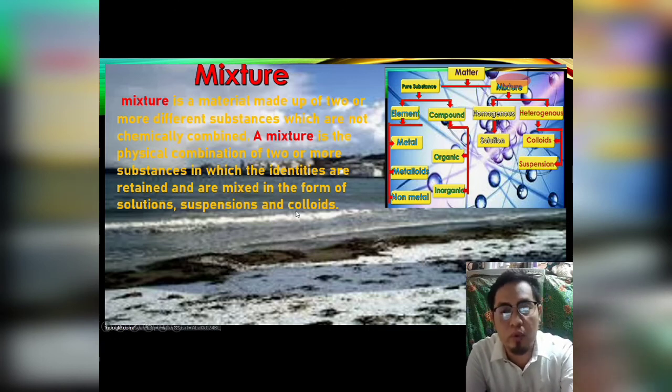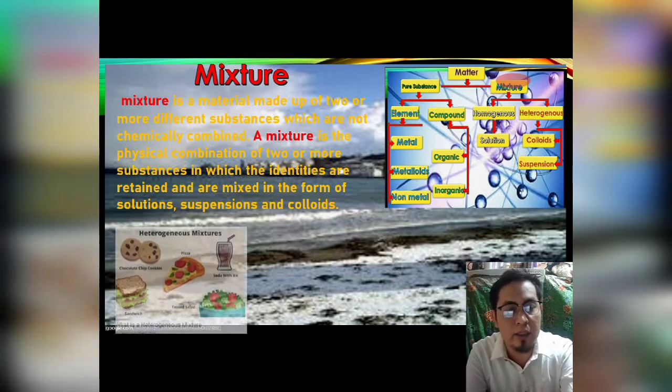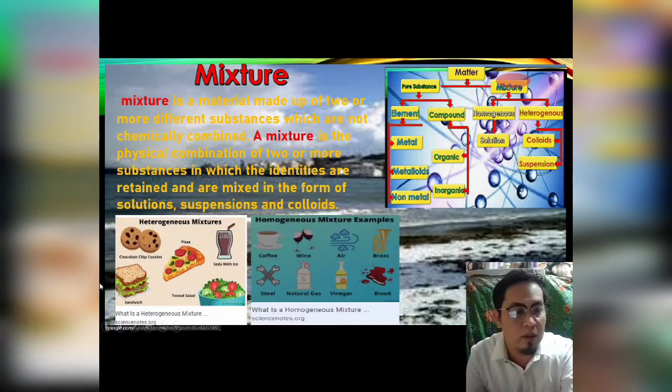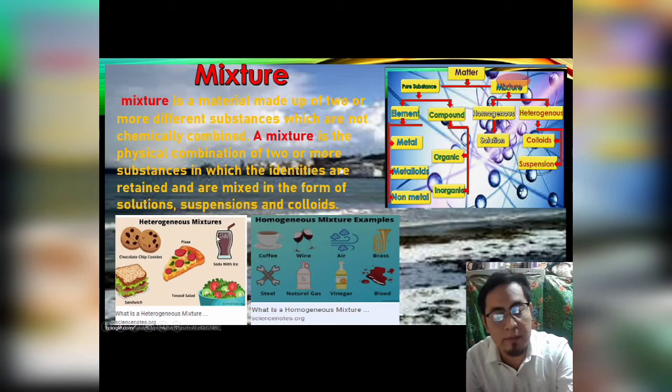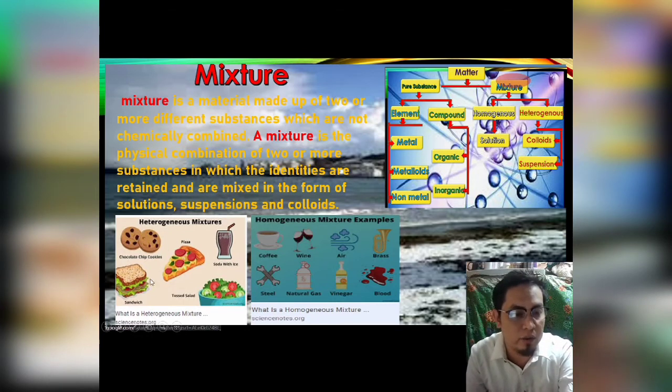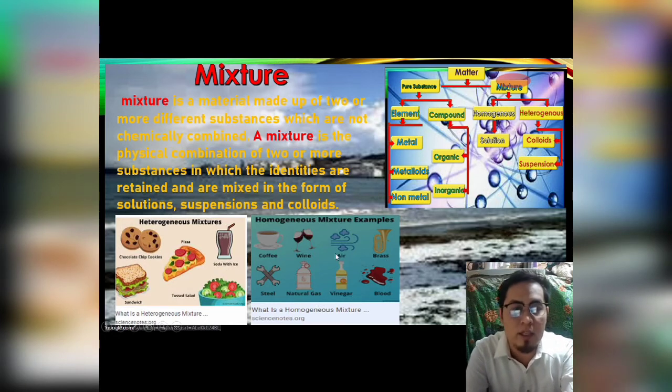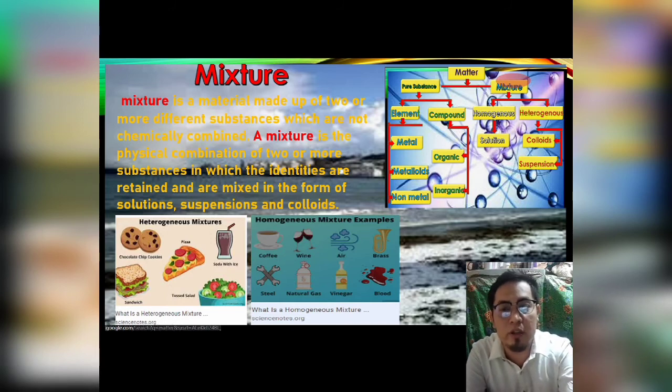Okay, we have two examples of mixture. These are the examples of mixture. So these are basically found in our household: cookies, chocolates, sandwich, pizza, toast, salad, soda, coffee, wines, steel, natural gas, vinegar, blood, brass, and air.